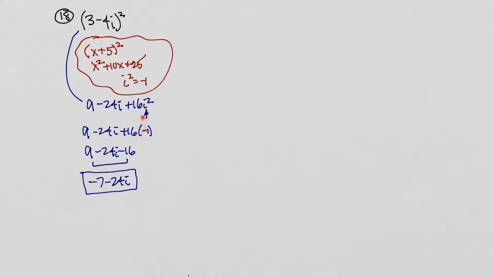Now this step here I can actually skip. I know i squared is -1, and when you multiply any number by -1, it changes its sign, right? Positive 16 times -1 goes to -16. So as soon as I see this i squared, I skip this step and I go right down here. I got positive 16 i squared, sign changer. So see, i squared is a sign changer. Positive 16, change the sign, -16. 9 minus 16 is the -7, minus the 24i.